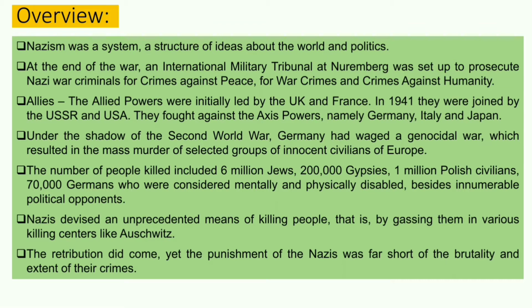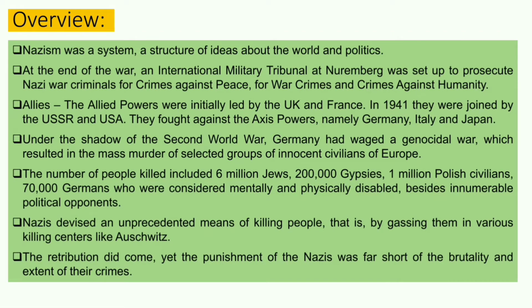Okay, who are called the Allied powers? The Allied powers were initially led by the United Kingdom and France. In 1941, they were joined by the USSR and USA. They fought against the Axis powers, namely Germany, Italy, and Japan.